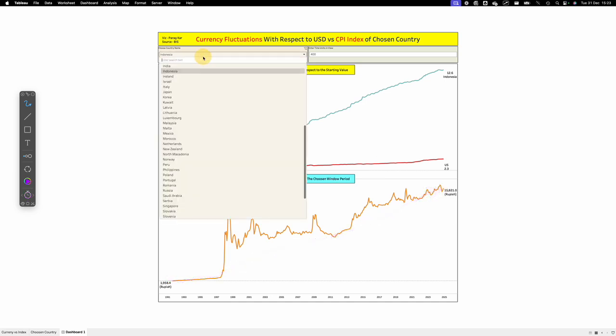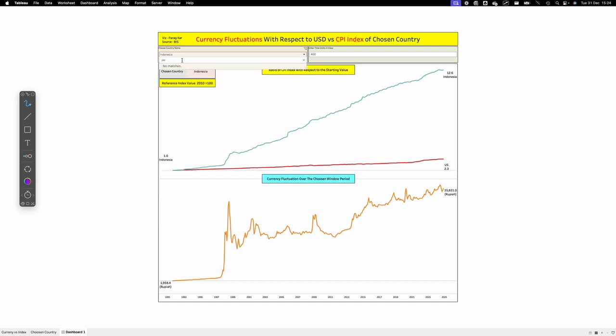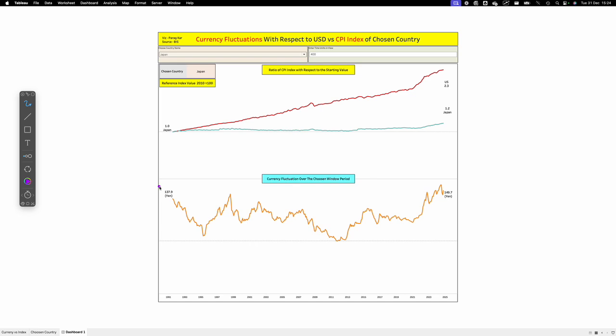Let me take another currency, Japan, for example. If I take Japan, you will find that the Japanese currency has remained kind of stable. Though it has depreciated, it remained stable. And you will find that the US inflation is higher than that of Japan. You see, the Japanese line is here, the US inflation is higher. So that is why the Japanese currency has remained kind of stable versus the US currency.